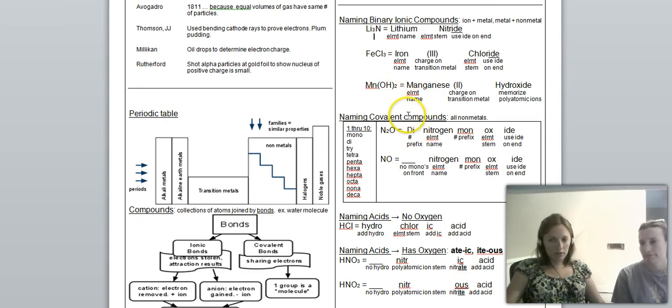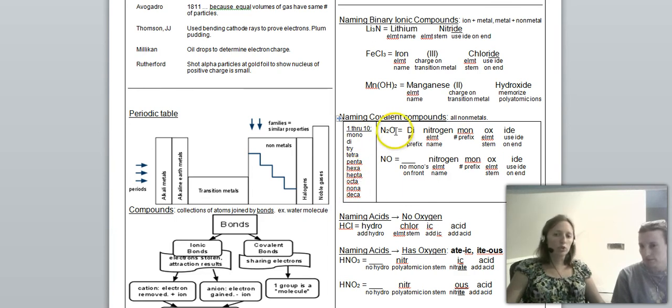Then covalent compounds. Covalent compounds are comprised only of non-metallic elements. So if there's a metal in there, you use this naming system. If there's not a metal in there and there's no polyatomic ions as well, you use this naming system. You have to have this list of 1 through 10 memorized. It goes like this: mono, di, tri, tetra, penta, hexa, hepta, octa, nona, deca. Those are the prefixes that you use to indicate how many of each element you've got.